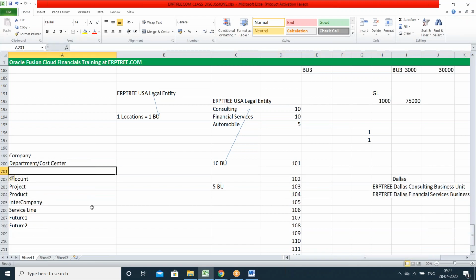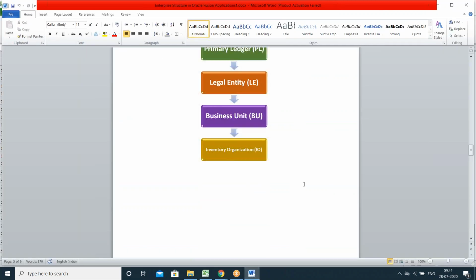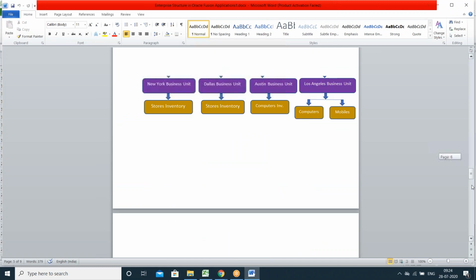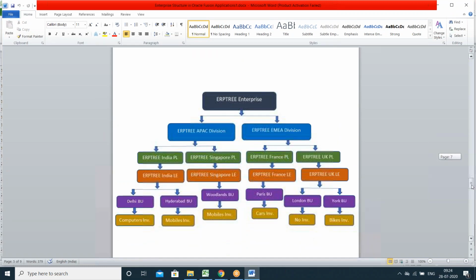If they include division as a part of the enterprise structure, there is no great advantage here, but they can have a segment called division. In this case, they can select which division the transactions belong to. APAC can be one division, EMEA can be another division. In that case, they can prepare reports at summary level. If they want to know how much business they did for APAC, automatically all the business unit data, they'll be able to capture.